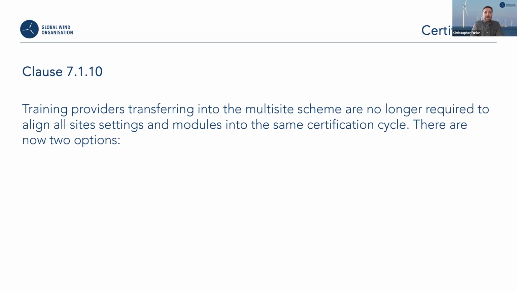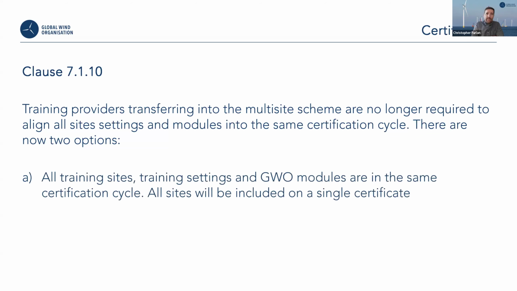Clause 7.1.10. Training providers transferring into the multi-site scheme are no longer required to align all settings and modules into the same certification cycle. There are now two options they can take. The old option, which is all training sites, training settings, and GWO modules are in the same certification cycle. All sites will be included on a single certificate.